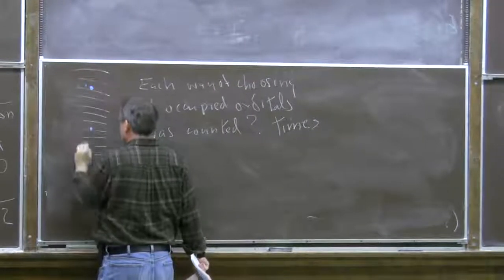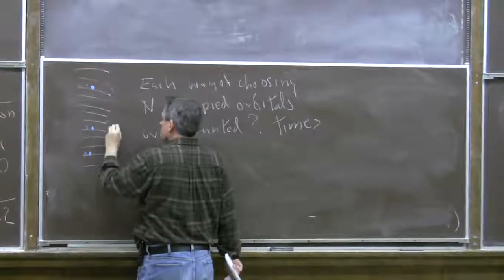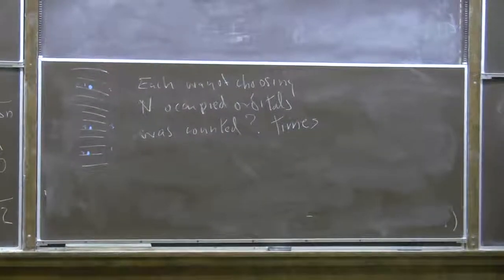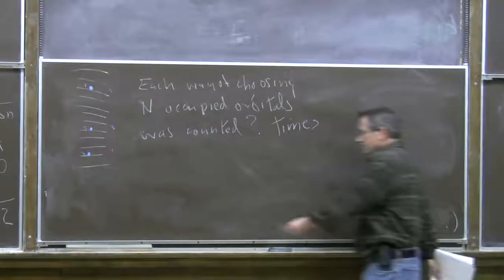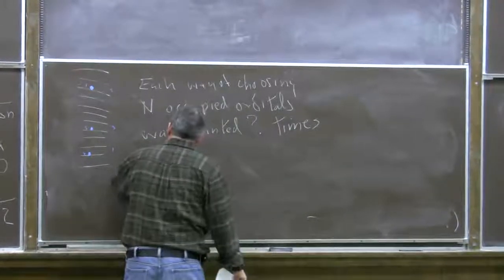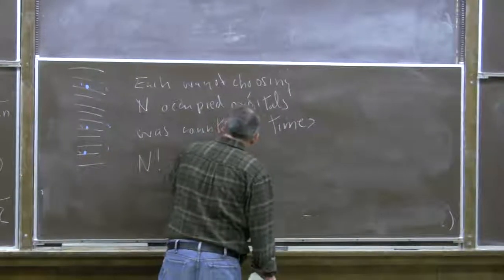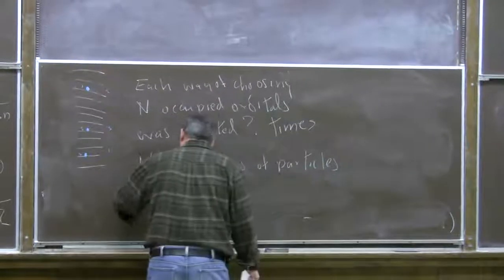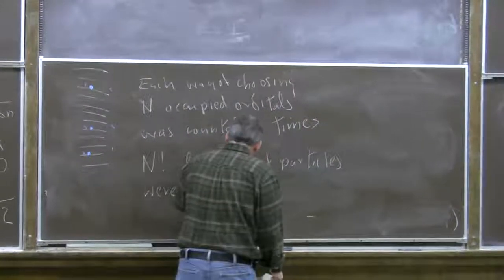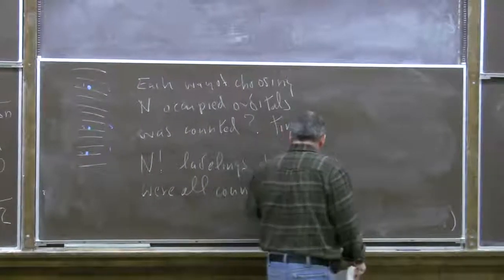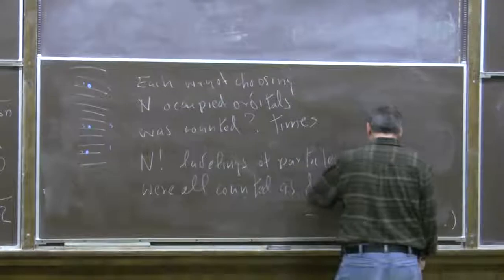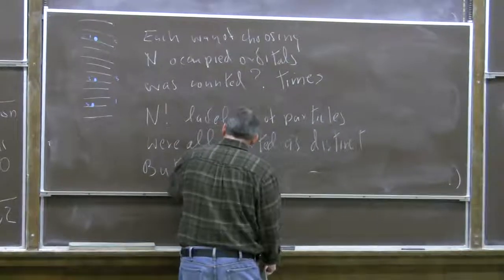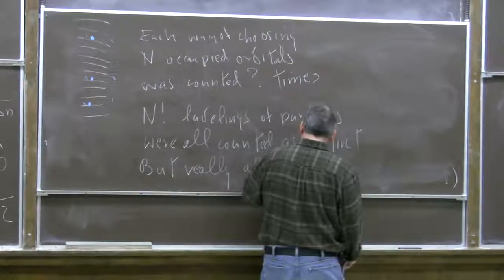Could have been 1, 2, and 3, or this could have been 2, and this could have been 3, and this could have been 1, etc. There are n factorial ways in which we can attach labels to the particles. So n factorial labelings of particles were all counted as distinct. But really, if the particles are indistinguishable, they all describe the same state.